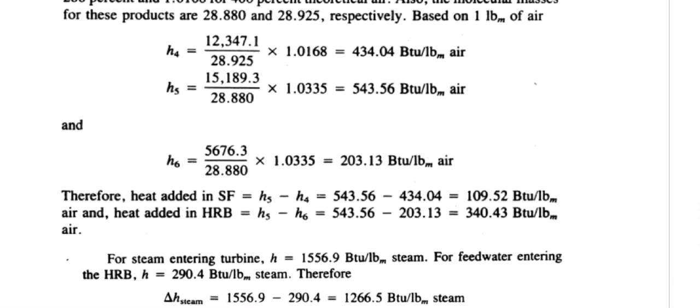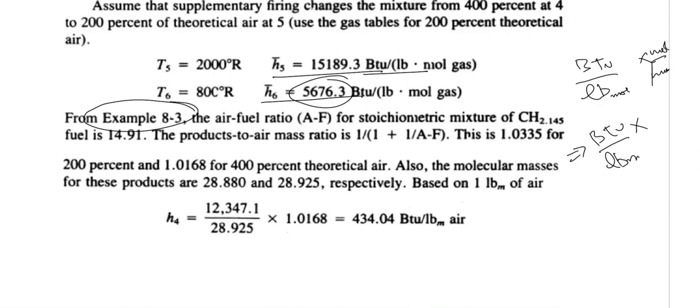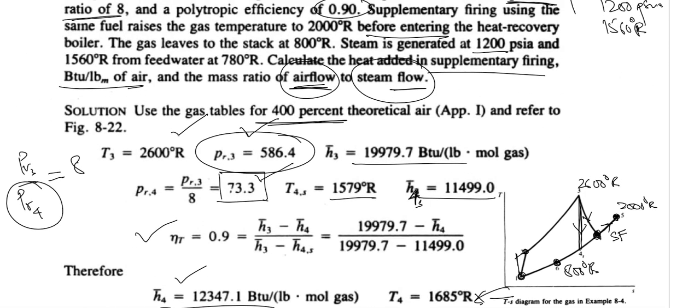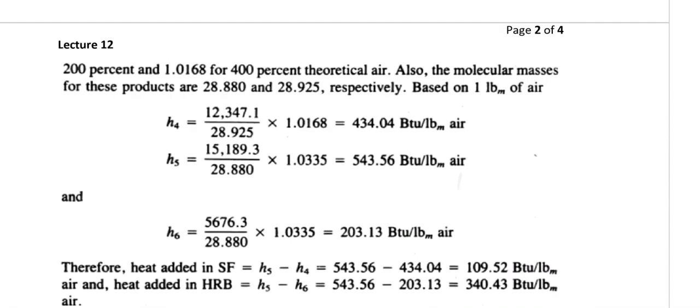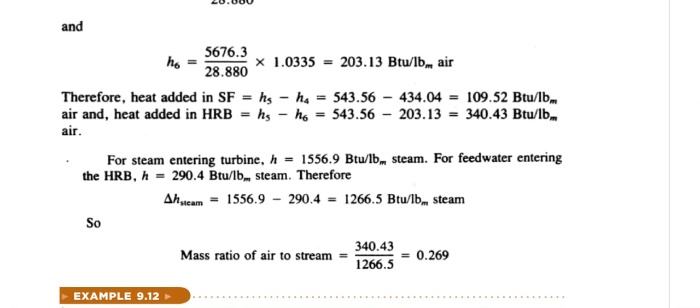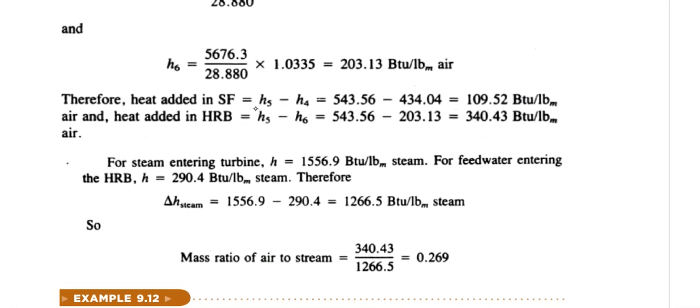Now going further to the next part, it says calculate the heat added in supplementary firing. That means the heat added in the supplementary firing would be H5 minus H4, and that would be the heat added from the supplementary fire. Now the heat added in the HRB would be H5 minus H6, which would be here.